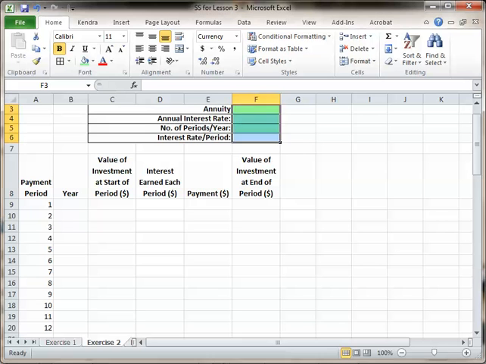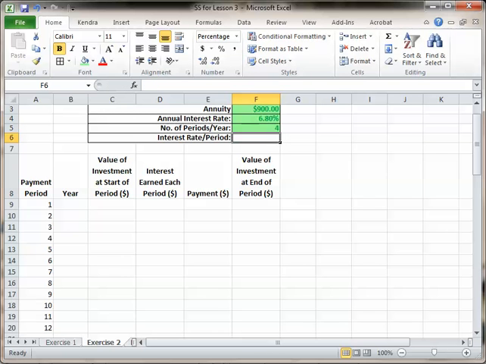So let's start by putting in the values from the problem into our annuity, annual interest rate, and number of periods per year. So she's putting in $900 each period. The annual interest rate is 6.8%. And because she's putting it in every 3 months, that's going to be 4 times a year. So the number of periods per year is going to be 4.